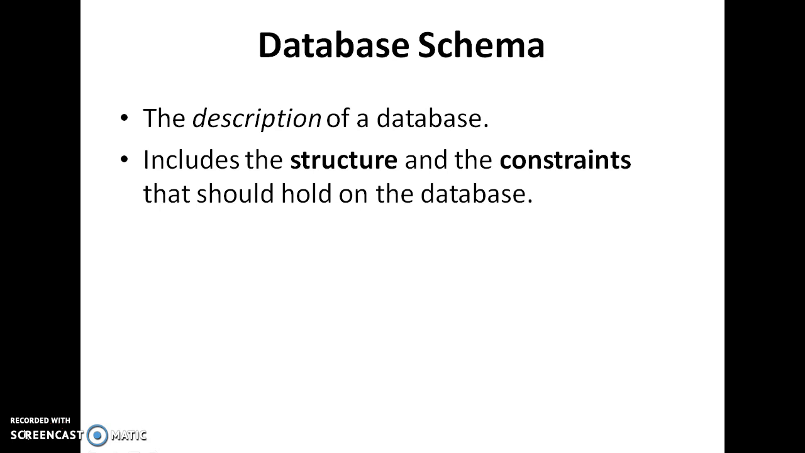It includes two things, the structure and the constraints. Structure means the type and kind of data that a table will hold. For example, the ID column will have numeric data type. The name column will have character data type. The salary column will be having again a numeric data type, and so on.